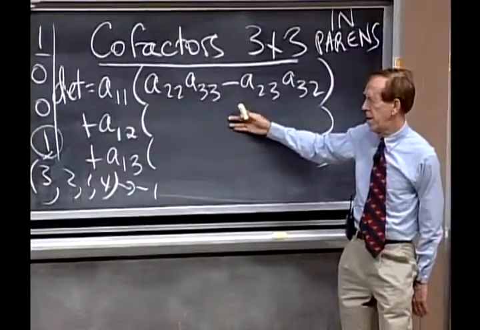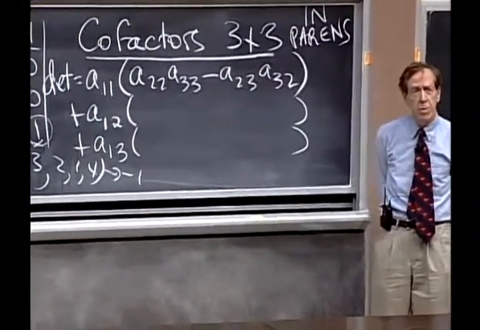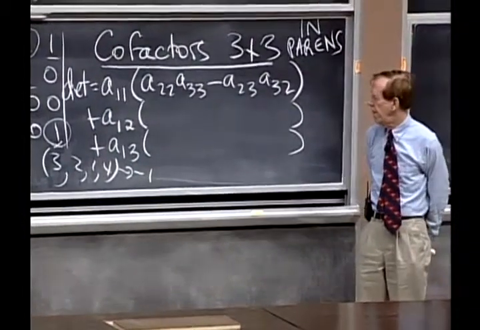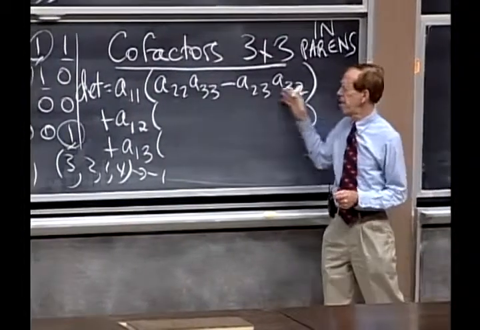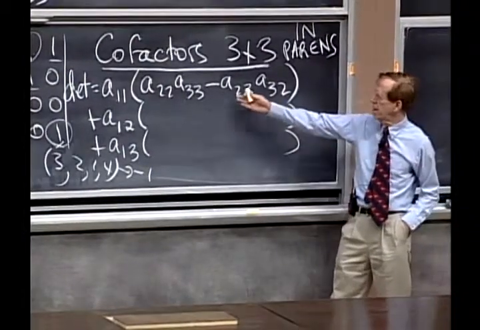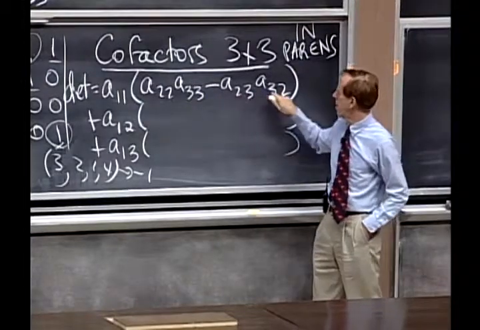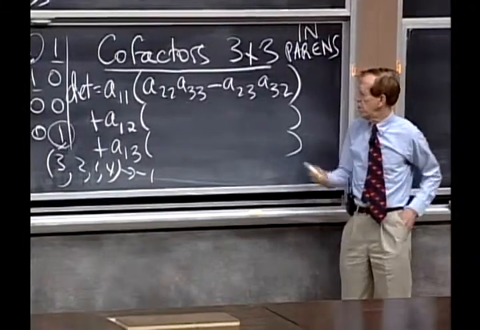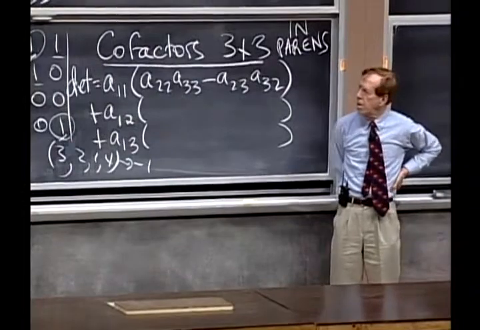Now I could look back and see what used A12 and what used A13, and those would be the cofactors of A12 and A13. Before I do that, what is this cofactor? What is it that's multiplying A11? Tell me what A22, A33 minus A23, A32 is for this. Do you recognize that?